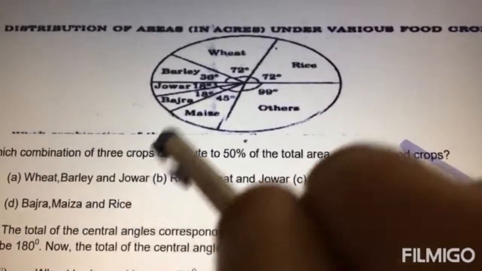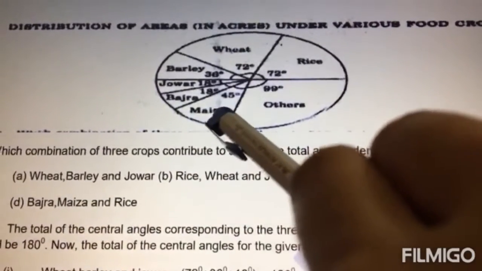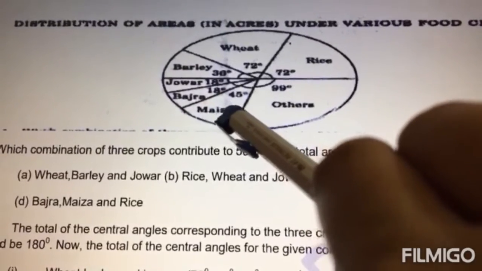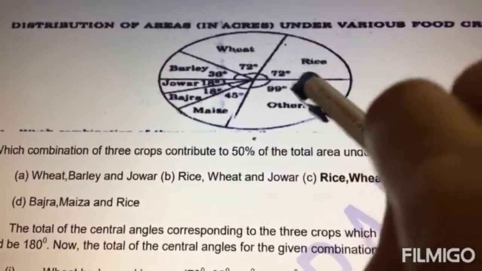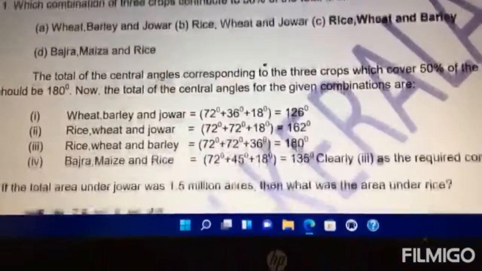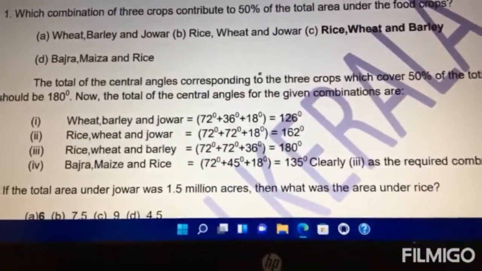D is bajra, maize and rice. Bajra is 18, maize is 45. That gives 63 plus 72, which is less than 180. So that's not the case. It is option C. Understood? Very simple. And they've given the explanation and workings here.